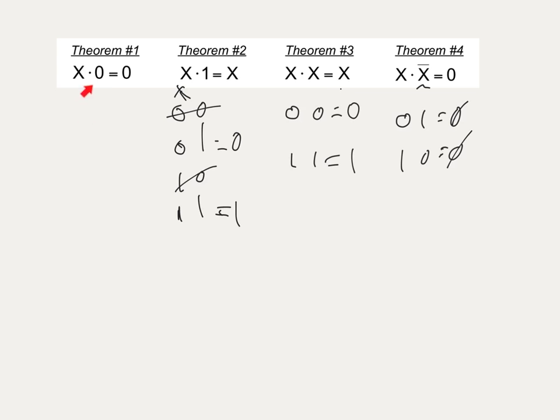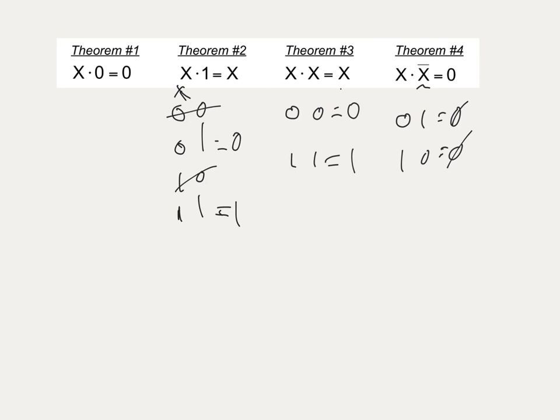Okay, so this one sort of makes sense with regular algebra. Anything times 0 is a 0, that's true. Anything times 1 is itself, that's true. But over here, not so true anymore. Anything ANDed with itself, anything multiplied by itself, is not just itself, right? It would be that squared. We don't see that here. And anything multiplied by its inverse is a 0. That certainly doesn't make any sense either. So these ones are very specific to Boolean algebra.